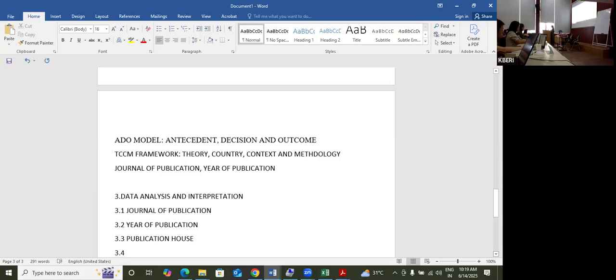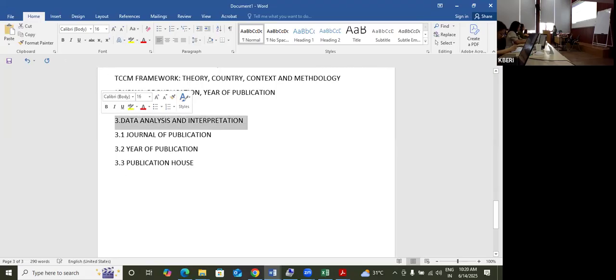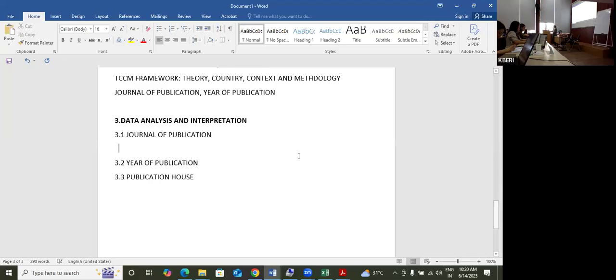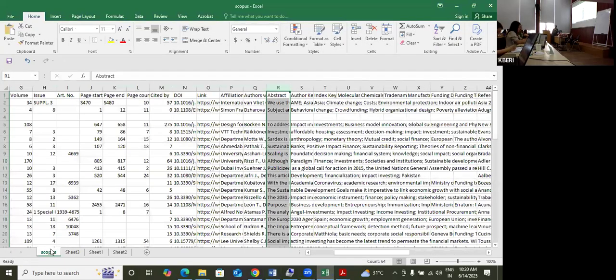So let's do this first. Okay, so now we are moving on to the data analysis and interpretation section, right? So now what is the journal of publication? This is the first section that we will be doing right now. So now this file we will be making use of rigorously, right? Quite often we will be making use of this file that we have extracted from the Scopus database. Now you will understand the importance of this file.